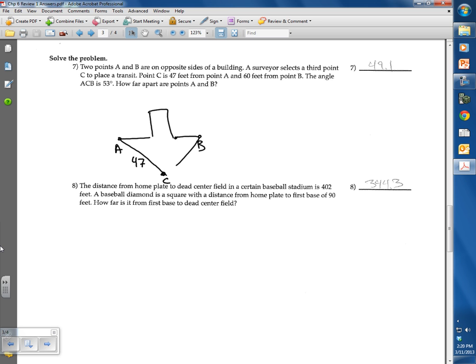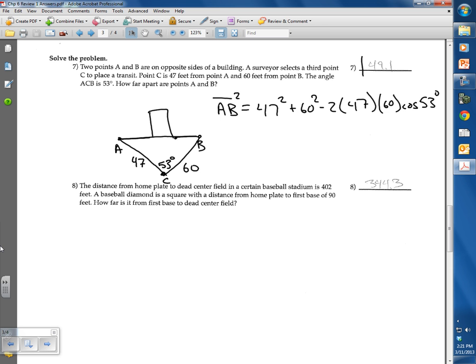It is 60 from B. The angle in between A, C, B is 53 degrees. So we want to find from A to B. This is perfectly set up for law of cosines. The distance AB squared is 47 squared plus 60 squared minus 2 times 47 times 60 times cos 53. Just plug it in, make sure you square root your final step, and you do get 49.1.